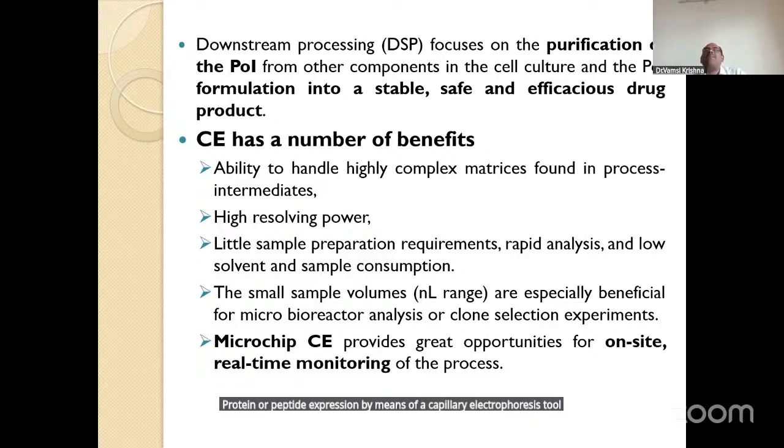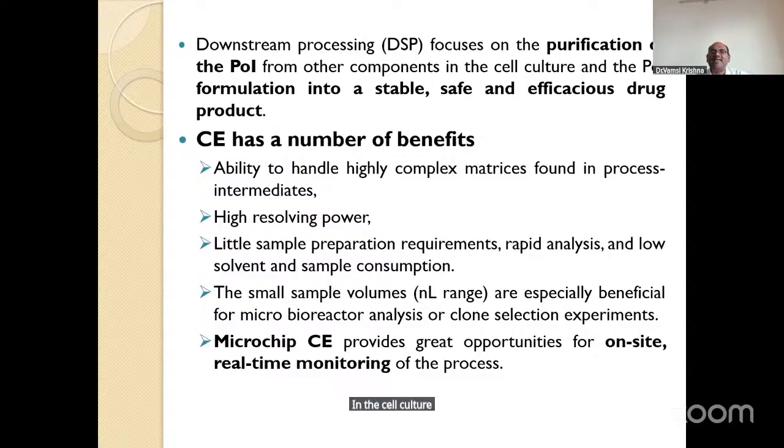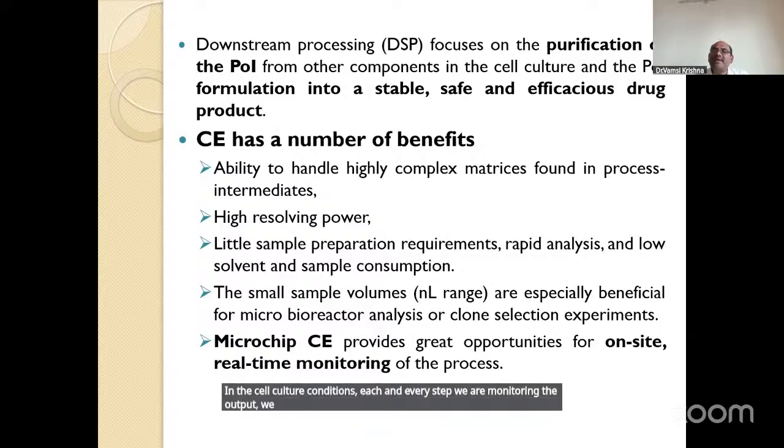At each and every step of the production process, we are going to optimize cell culture conditions. So different pH, different amino acids, different nutrients, we are going to add to the cell culture conditions. In the cell culture conditions, at each and every step, we are monitoring the output. We are going to analyze the yield of our product. So for the quantification of our product, we are going to use capillary electrophoresis in each and every step.